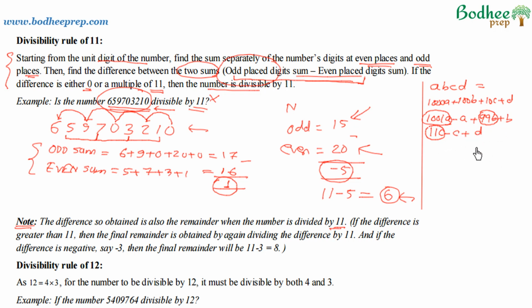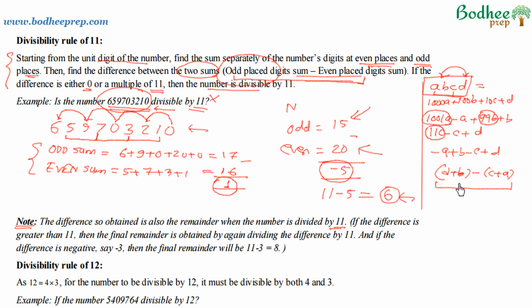But the rest of the terms which are left are minus A plus B minus C plus D. If I rearrange them appropriately, it is (D plus B) minus (C plus A). If you look closely, D plus B is the sum of the odd place digits, and A plus C is the sum of the even place digits. So this particular thing should also be divisible by 11 for the entire number to be divisible by 11.